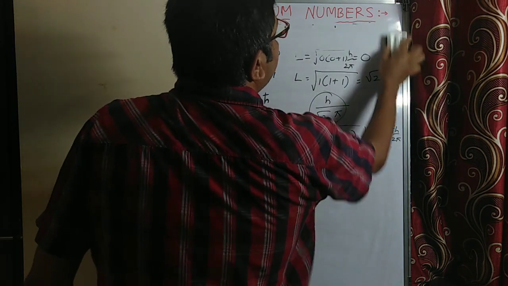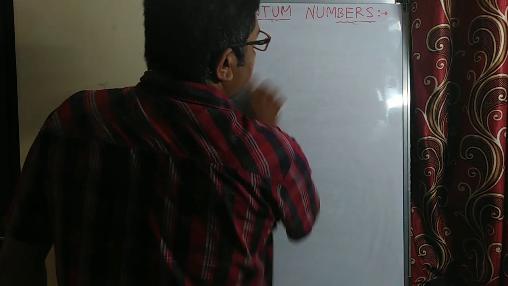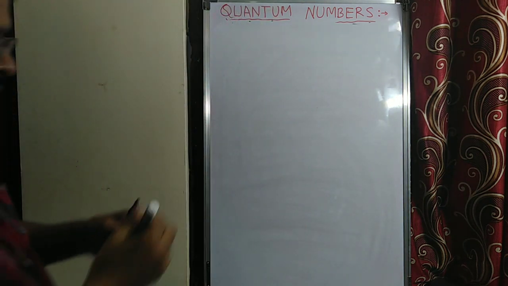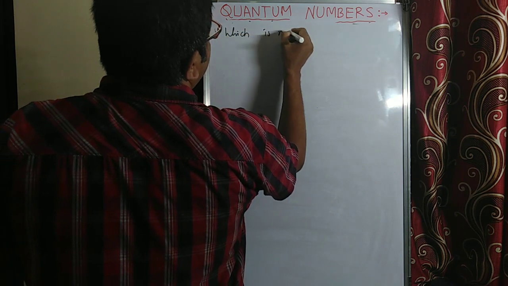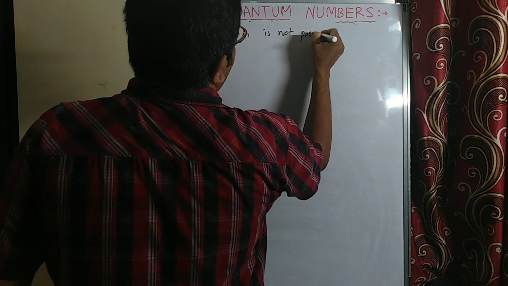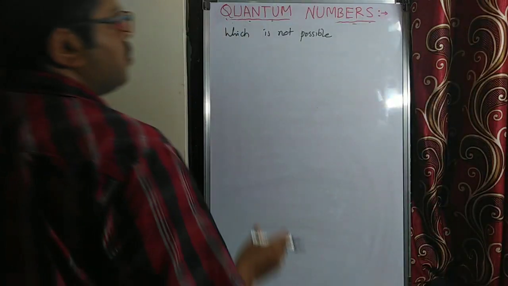Now you will see what type of question can be asked on this. That is very, very important. What type of question can be asked? The first type, remember, is which set is not possible. Such a type of question can be asked.